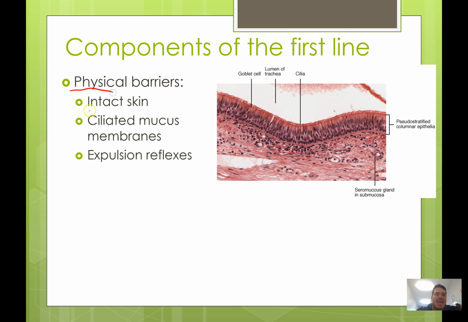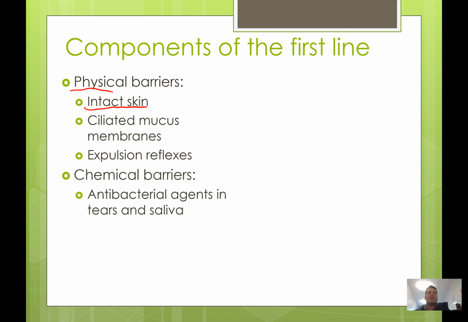These are things like intact skin. Cut skin doesn't work very well as a barrier, so it has to be intact. Ciliated mucous membrane: for example, in your trachea, which is your breathing pipe, you've got little hairs that stop pathogens from getting in. You've got similar things in your nose. Expulsion reflexes, so things like sneezing and coughing, are physical barriers.